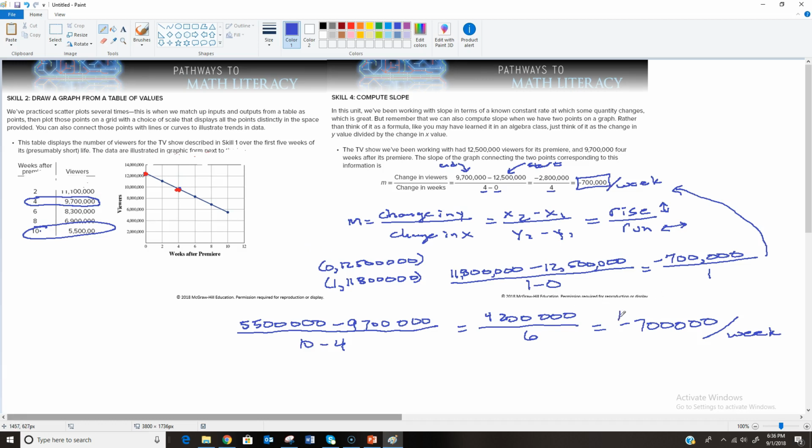But what the slope will tell you is how much you're losing in a 1 week increment, depending on what your problem is about. In this case, ours was measured in weeks, so it was how many viewers. I'll even put that down here. So it's how many viewers we were losing per week. So negative 700,000 viewers per 1 week.